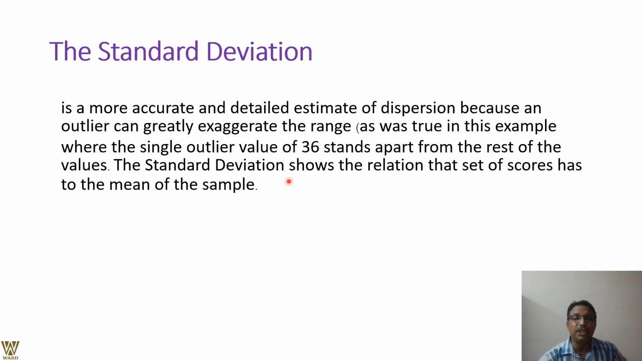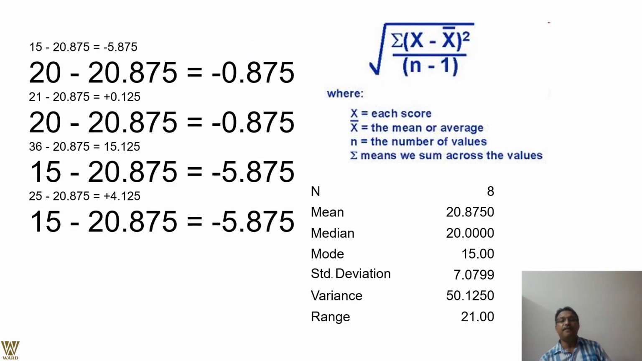The standard deviation is a more accurate estimate of dispersion, because an outlier can exaggerate the range, as was true in this example, where a single outlier with a value of 36 stands apart from the rest of the values. The standard deviation shows the relation between the set of scores and the mean of the sample. So we have a simple variation to go across with it.